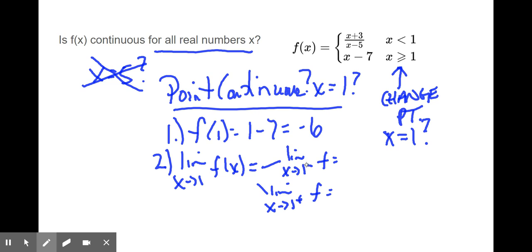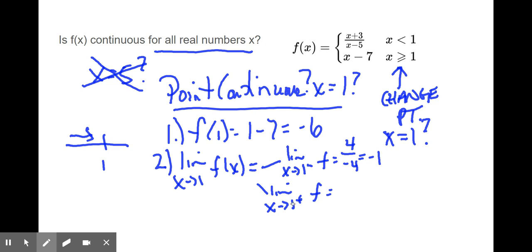So if I try 1 from the left, it will be just smaller than 1, right? So we're talking about 1 from the left, this way on the number line. Numbers like 0.9, 0.99, 0.999. That would mean the 1 would go in the top piece. So that's going to be 4 over negative 4, which is negative 1.